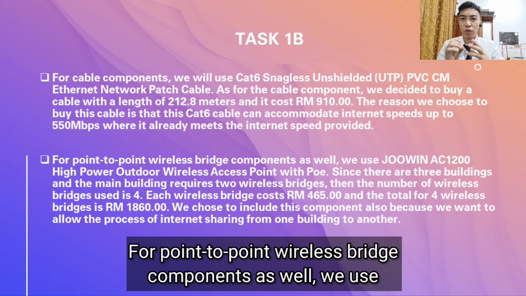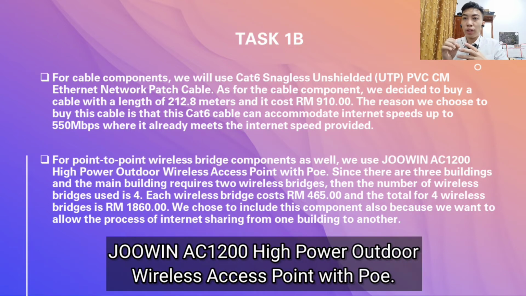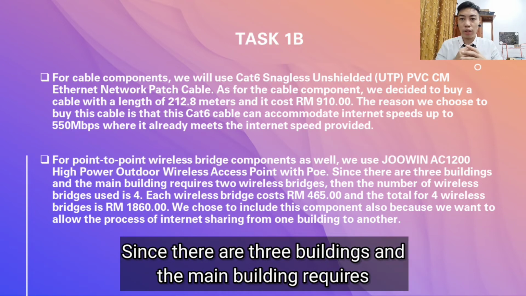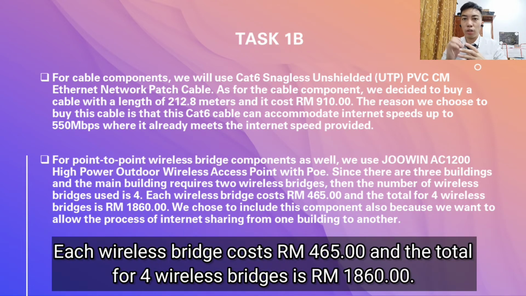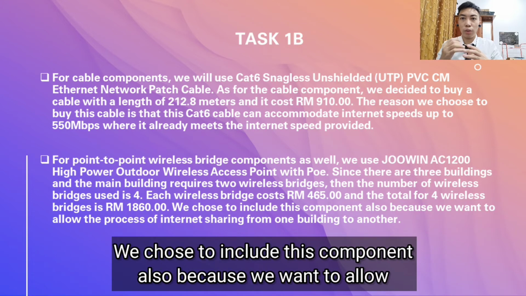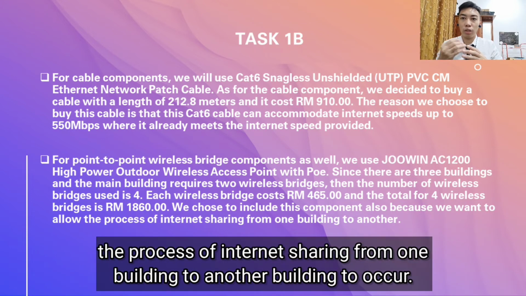For the point-to-point wireless bridge component as well, we use Jowin AC1200 high-power outdoor wireless access point with pole. Since there are three buildings and the main building requires 2 wireless bridges, the number of wireless bridges used is 4. Each wireless bridge costs 465 ringgit and the total of 4 wireless bridges is 1,860 ringgit. We choose to include this component also because we want to allow internet sharing from one building to another building to occur.